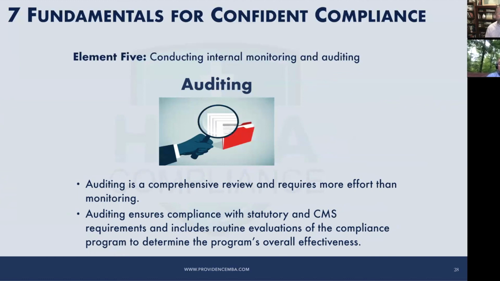Then you've got auditing. Auditing is the part where you've got comprehensive reviews, and they require more effort than just the monitoring, because that auditing is going to ensure your compliance, statutory and with CMS requirements, which includes routine evaluations of that compliance program to determine whether your program's overall effectiveness is actually in effect. So again, you need to monitor weekly, monthly, however you want to do that, on a pretty consistent basis. But then that auditing goes deeper than just making sure that everything's there.